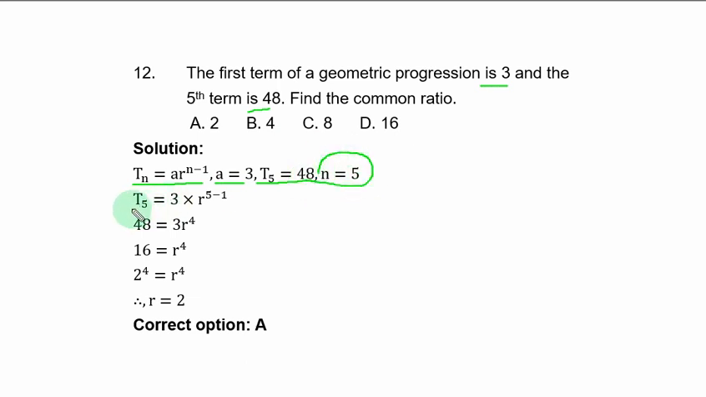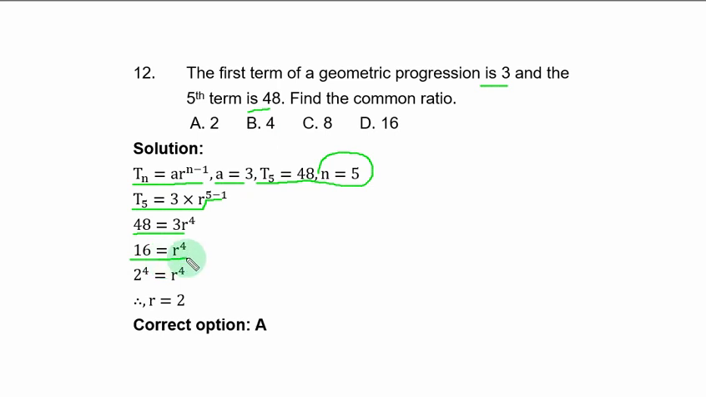So you have t sub 5 is equal to first term 3 times common ratio unknown to the power of n, which is 5 minus 1. So you have 48 equal to 3 r to the power of 4. If you divide through by 3, you have 16 equal to r to the power 4.